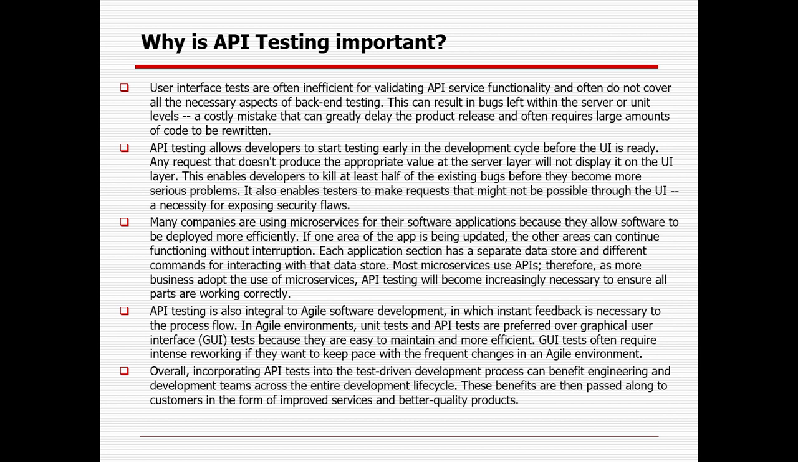The next one is why API testing is important nowadays. User interface tests are often inefficient for validating API service functionality and often do not cover all the necessary aspects for backend testing. This can result in bugs left within the server or unit level. A costly, which is very costly mistake that can greatly delay the product release and often requires a large amount of code to be written to fix them, right?